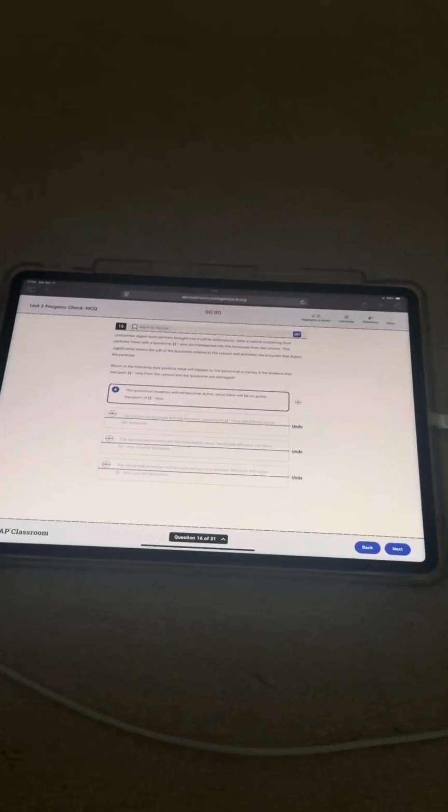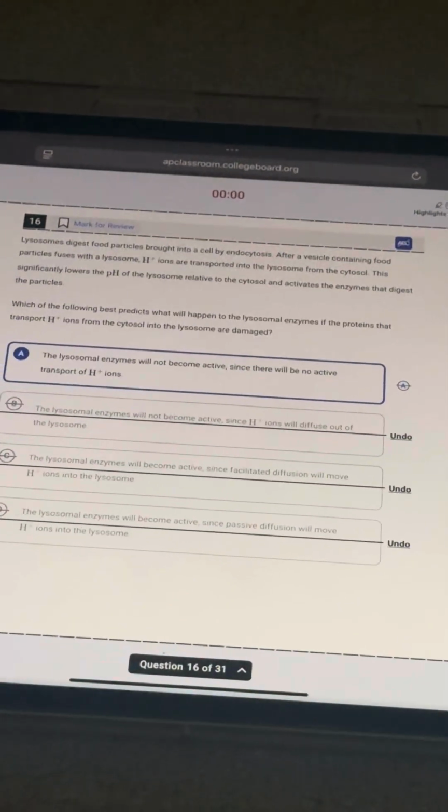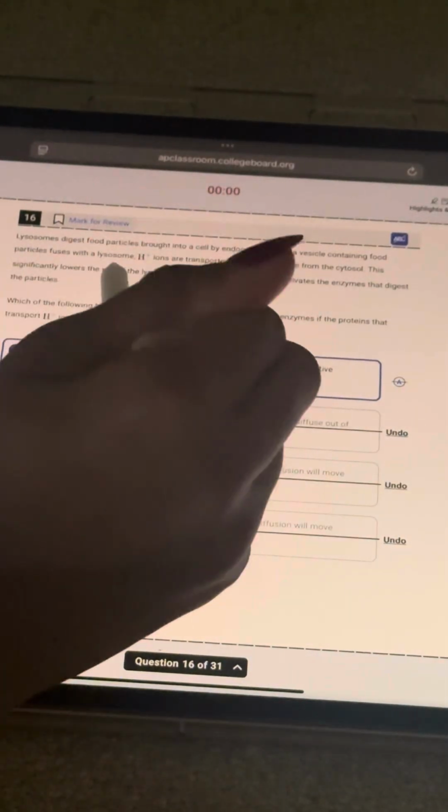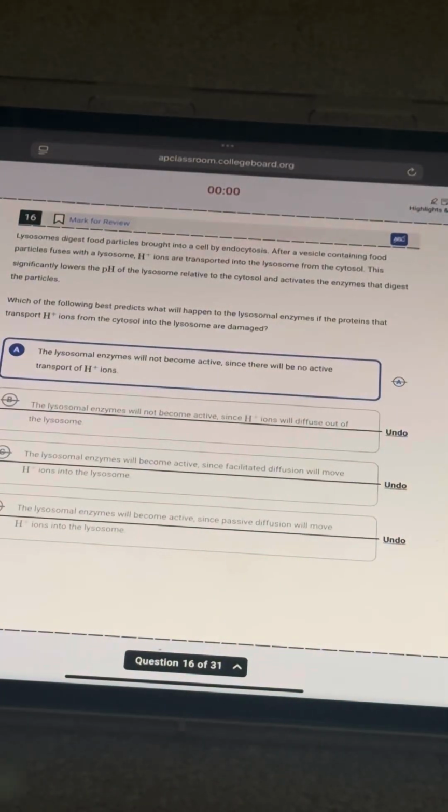So to zoom in a little bit over here, we have: lysosomes digest food particles brought into the cell by endocytosis. So we know their function right here: digesting food particles that are brought into the cell. After a vesicle containing food particles that are supposed to be digested by the lysosome fuses with a lysosome, H plus ions are transported into the lysosome from the cytosol. This significantly lowers the pH of the lysosome.